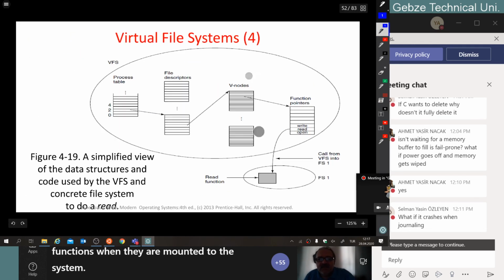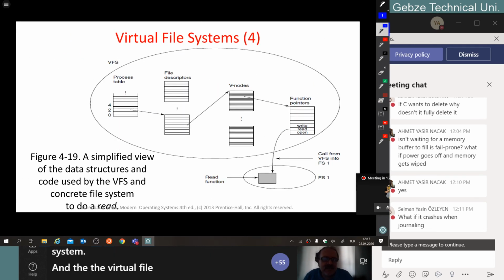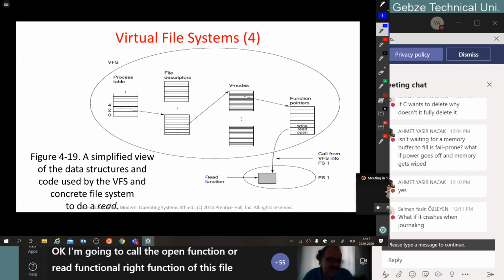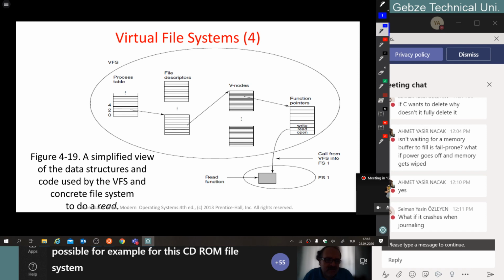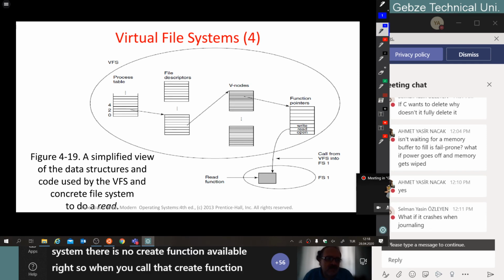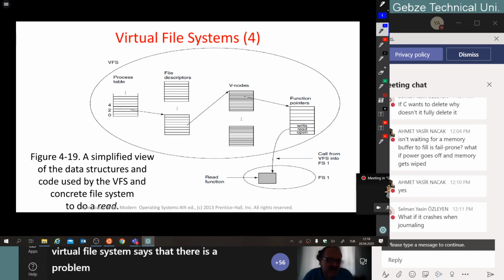And the virtual file system just says, okay, I'm going to call the open function or read function or write function of this file system to perform this task. Sometimes some of the operations are not possible. For example, for the CD-ROM file system, there is no create function available, right? So when you call that create function, it returns you an error code -1. So the virtual file system says that there is a problem creating this file.